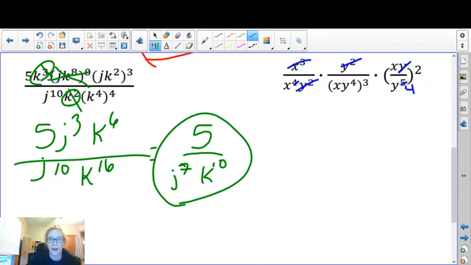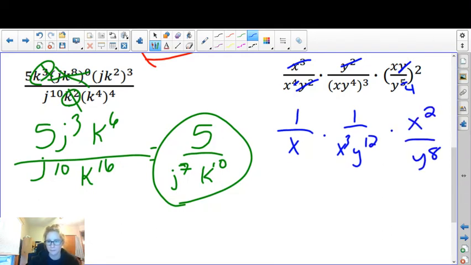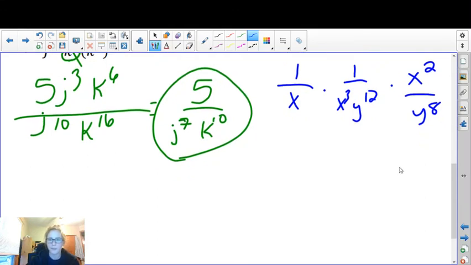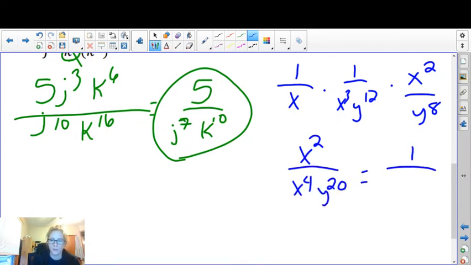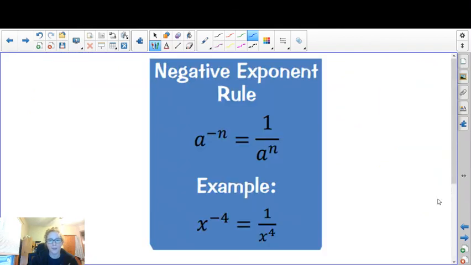So far I have 1 over x times 1 over x cubed y to the 12th times x squared over y to the 8th. So I'm going to go ahead and put those 3 together. So I have x squared over x to the 4th y to the 20th, which reduces to 1 over x squared y 20. And there's your negative rule for your chart.